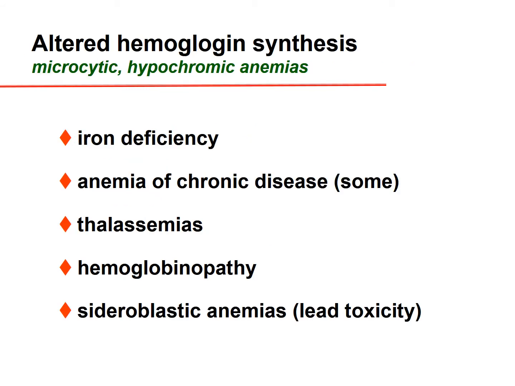Let's discuss the altered hemoglobin synthesis, when we have a problem with hemoglobin synthesis inside the red blood cells. This is going to cause what are called microcytic hypochromic anemias. The most common causes of microcytic and hypochromic anemias are iron deficiency, anemia of chronic diseases, which in some cases, because mostly it can cause normocytic normochromic anemias, thalassemias, hemoglobinopathies, sideroblastic anemias, and some heavy metal toxicity. Some lead toxicity can cause this.